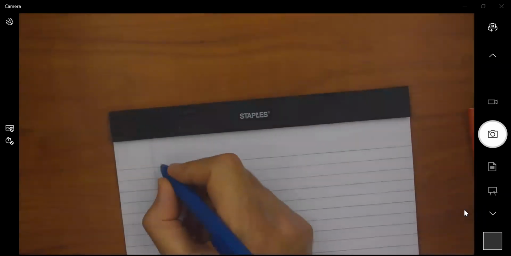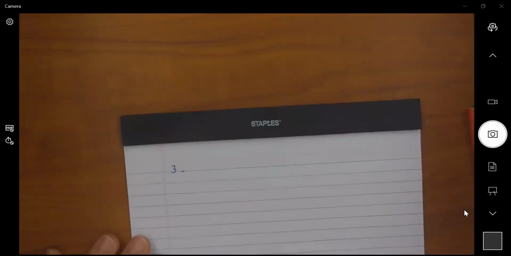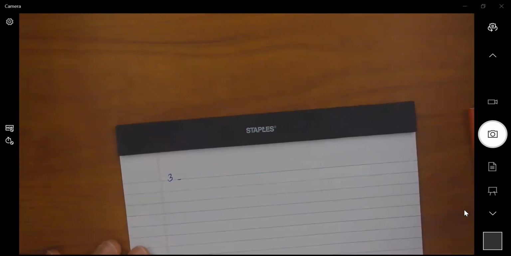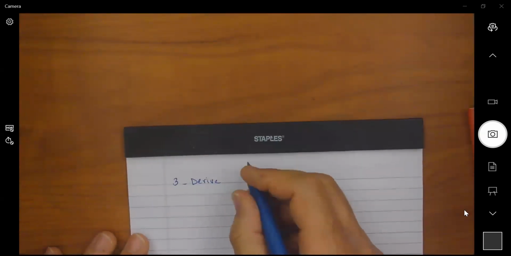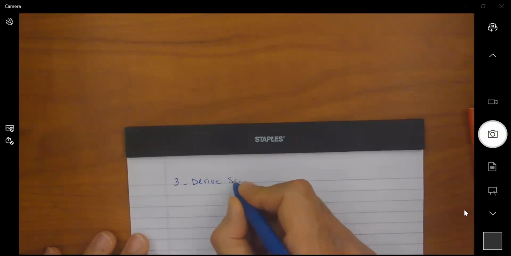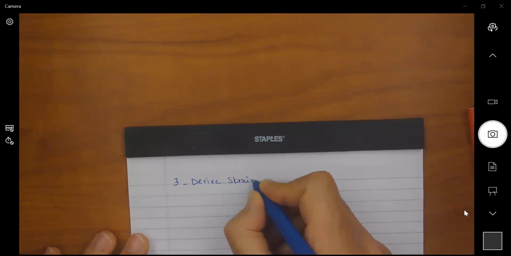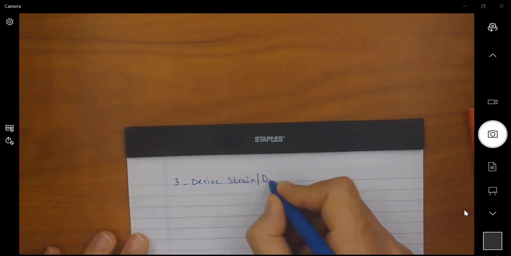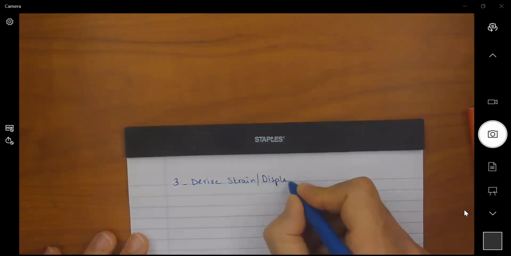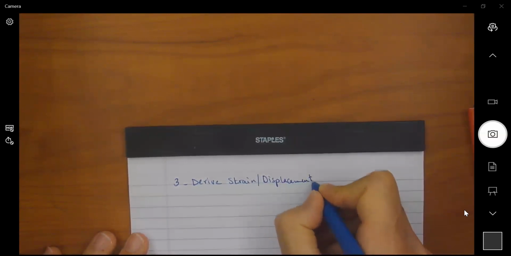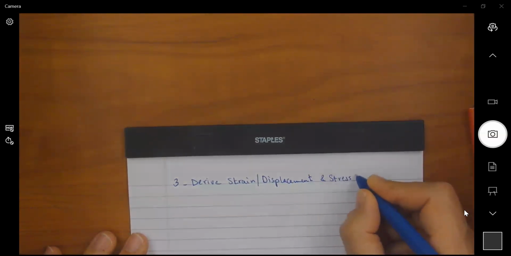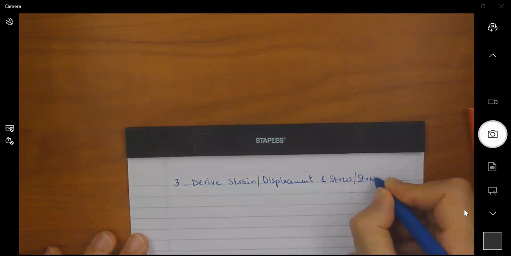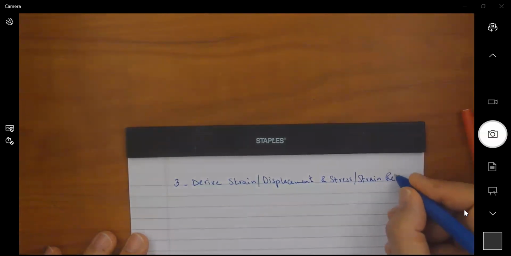Step number 3 would be to derive some relations, right? We're going to derive the strain displacement and stress strain relationships.